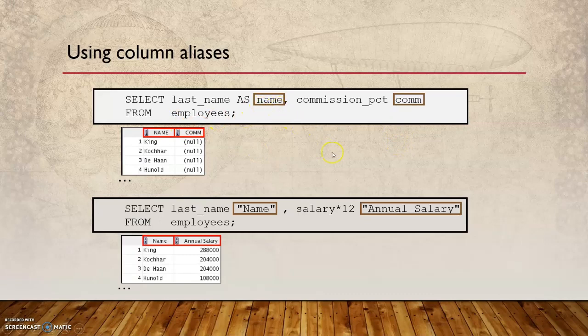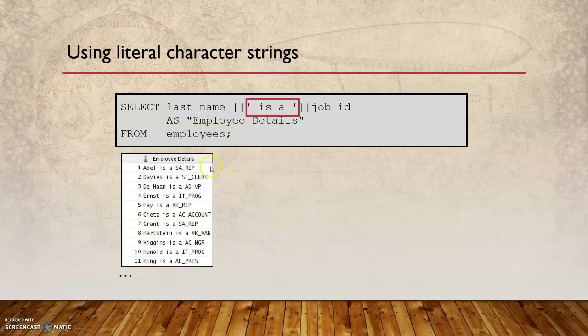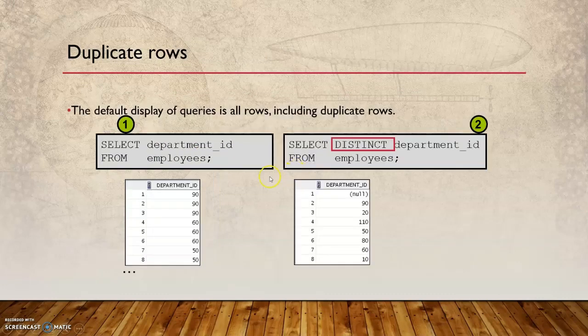You can also use the alias. Instead of commission percent, you want something like commission, so this column alias, and you don't want last underscore name, you just want to replace it with name, that's called the alias. Similarly, instead of salary into 12, you just want to say annual salary, so it gives you the output as annual salary. Similarly, if you want a join condition, then it joins the last name with the job ID, meaning it tells you Abel is a sales rep, and someone is a clerk, and gives you the details.